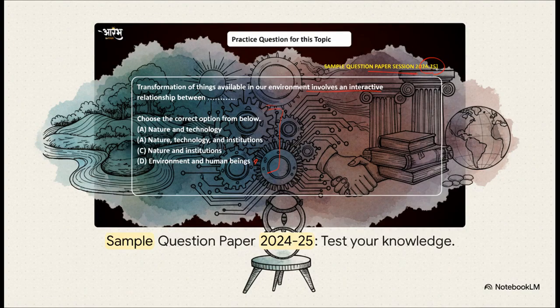Let's try another one. This question asks, transformation of things available in our environment involves an interactive relationship between... Go ahead, pause again and work through the logic. Okay, you got it? The correct answer is B. This question is all about that interdependent relationship we called the three-legged stool. Remember, it takes nature, technology, and institutions for humans to create resources and development. The other options are missing a piece of the puzzle. This is a classic question pattern, so make sure you've got it locked in.